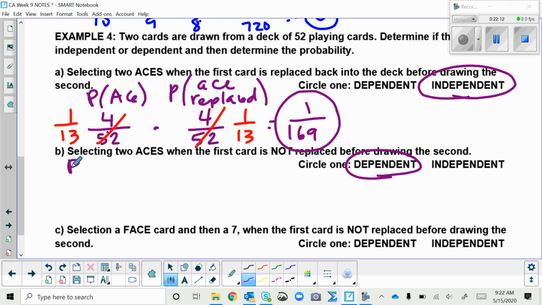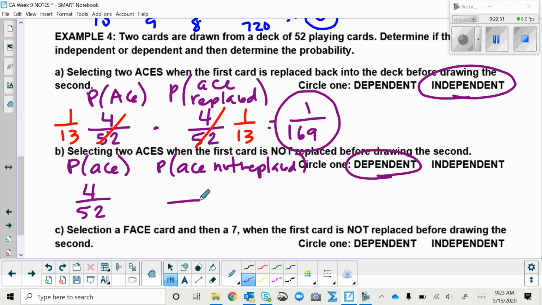The probability of getting an ace the first time is 4 out of 52, just like above. But if you're not replacing it, you haven't put the card back in, so now how many cards are there to choose from? 51. And you didn't put the ace back in, so now how many aces are there to choose from? 3, right? And so we multiply those together.